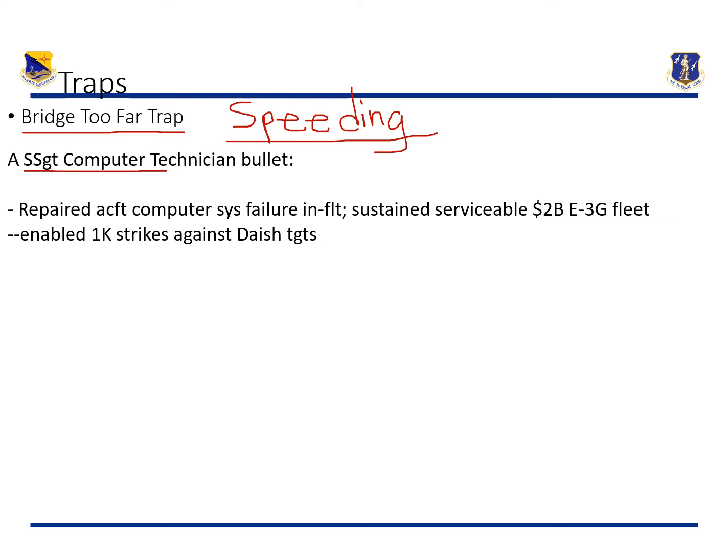This is from a staff sergeant that is a computer technician. "Repaired aircraft computer system failure in flight." Great. That's actually really good. We started off with a verb. We were specific. And we were able even to describe everything very briefly. So we kept our B concept here. But all of a sudden we start stretching the truth a little bit. And this is where accuracy starts going down the drain.